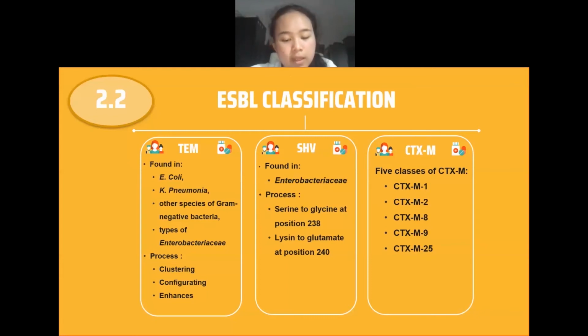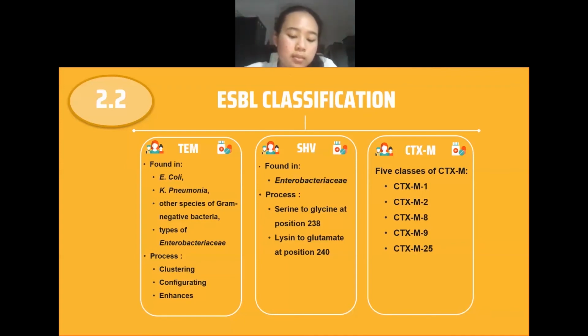Next is sulfhydryl variable, or SHV. SHV type of ESBL is mostly found in Enterobacteriaceae. In SHV, most of the strains got their plasmid through the alteration from serine to glycine at position 238, and some strains replace lysine with glutamate at position 240. In position 238, the serine residue hydrolyzes ceftazidime, while in position 240, the lysine residue hydrolyzes cefotaxime.